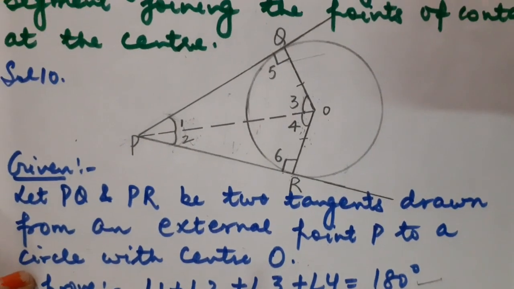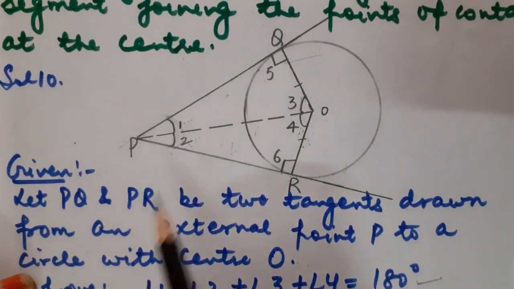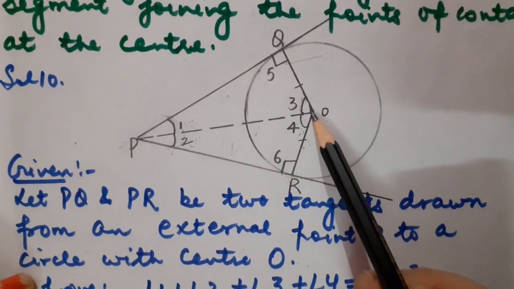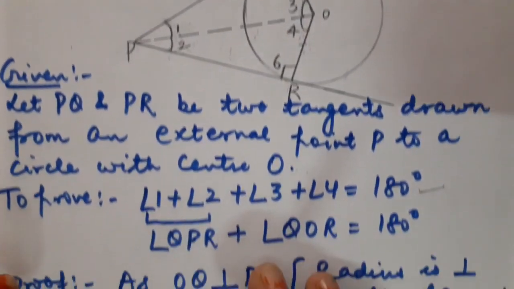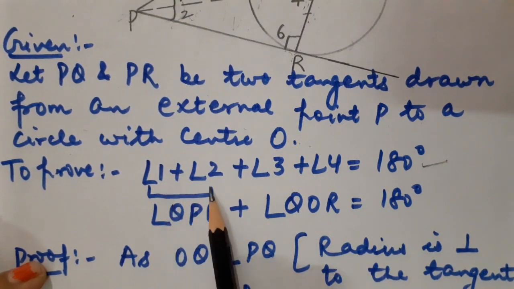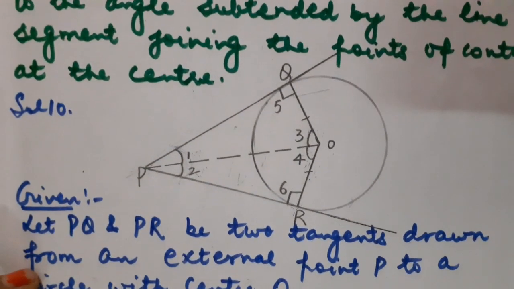Now, what is the actual name of this angle 1, 2, 3 and 4? This is QPR plus QOR is equal to 180 degree. For your convenience, children, I have given them the name as angle 1, 2, 3 as well as 4. Okay, children. Now you just have a look.